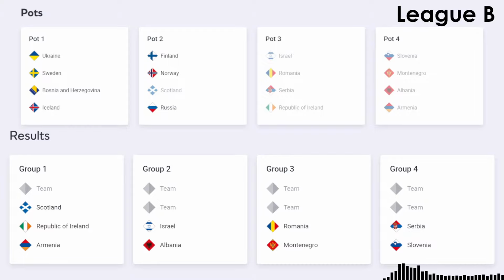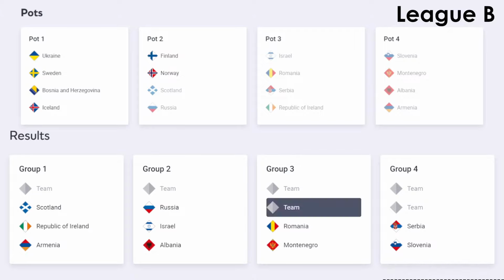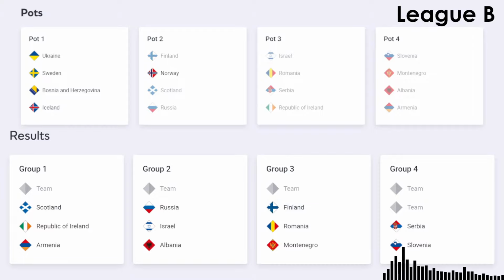Moving on to Group 3 selection. Finland on Group 3. We can see that Group 1 has Scotland, Republic of Ireland and Armenia. Group 2, Russia, Israel and Albania. Group 3, Romania, Montenegro and Finland. And Group 4, it's Norway, Serbia and Slovenia.